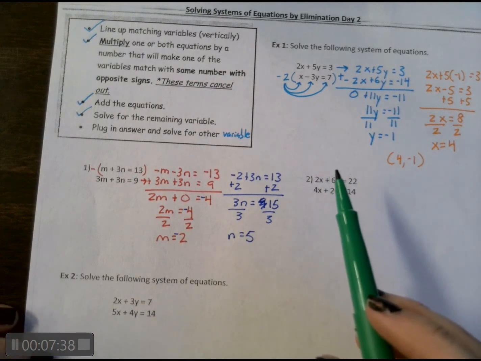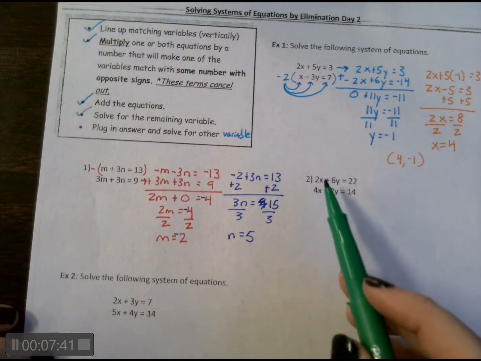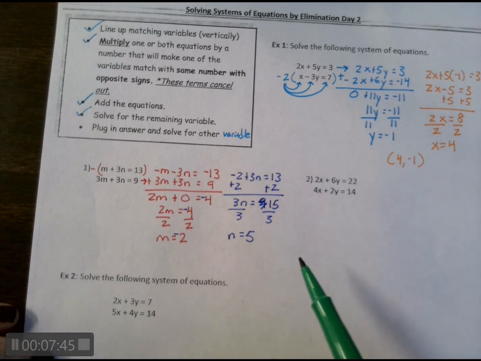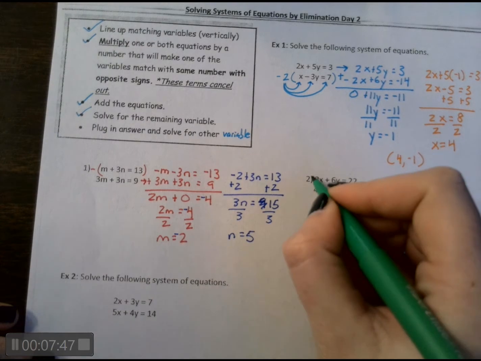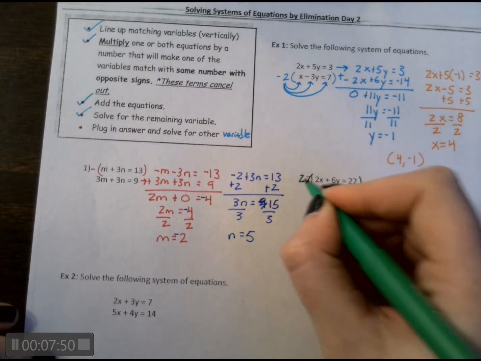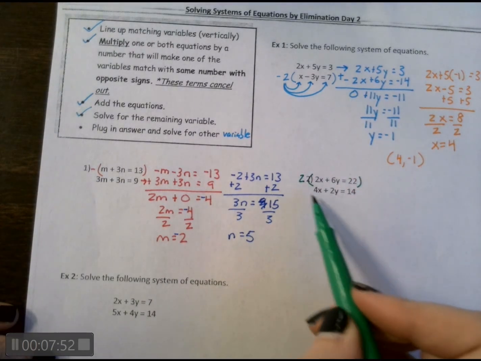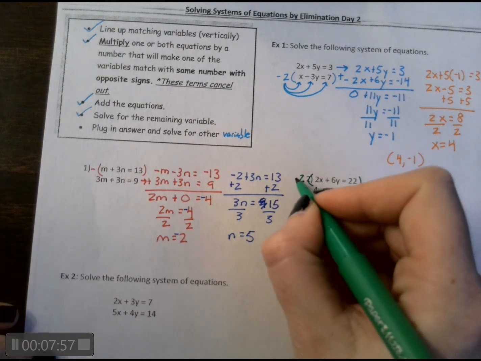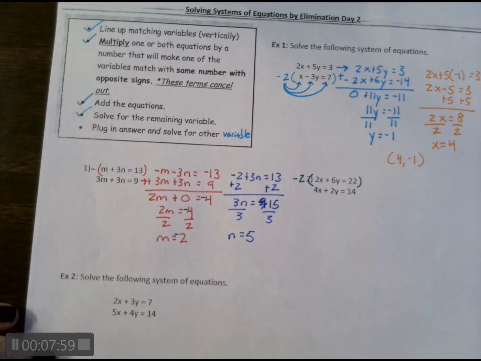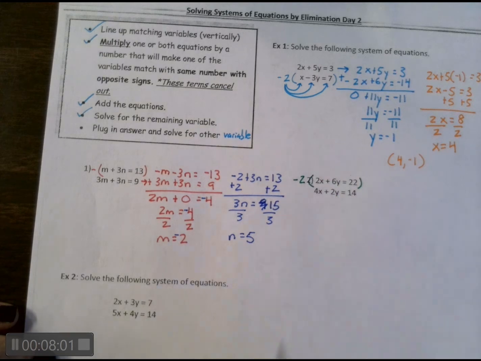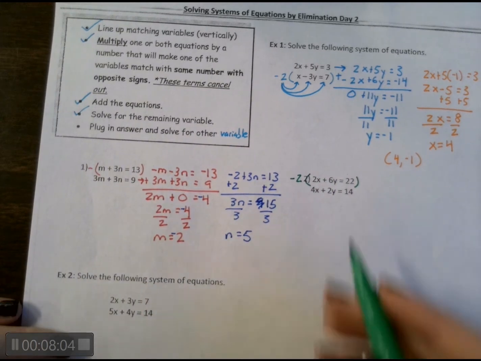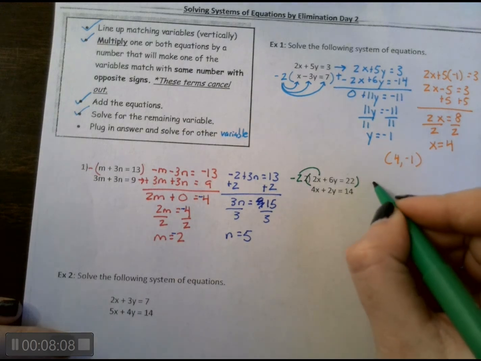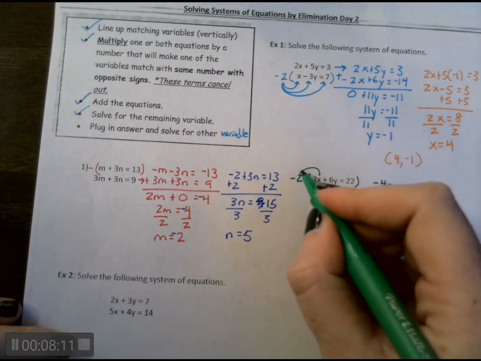So I'm going to look at x first. Okay, so I'm looking at these. Is there anything that I can multiply by 2 to get me 4? Yes, I can multiply by 2. Now, since this 4 is positive, what do I need to multiply this by? I need to multiply it by negative 2, because I need this 2x to turn into a negative 4x. So, negative 2 times 2x is going to give me negative 4x.